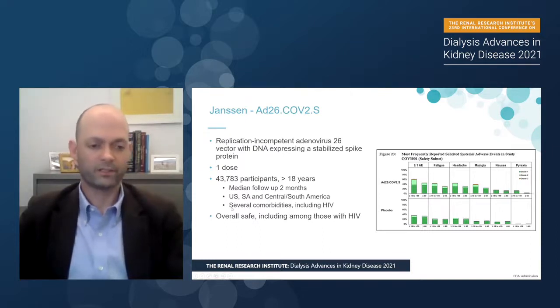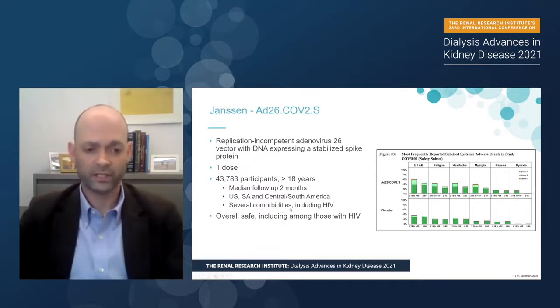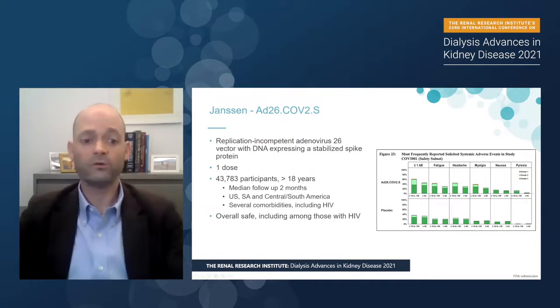And participants had several comorbidities, including diabetes, hypertension, heart disease, as well as kidney disease, including HIV-infected individuals as well. Overall, safety was quite high as well, including among those who were immunocompromised, like with HIV infection. Now, we don't have a publication on these. These were actually materials submitted to the FDA for approval.